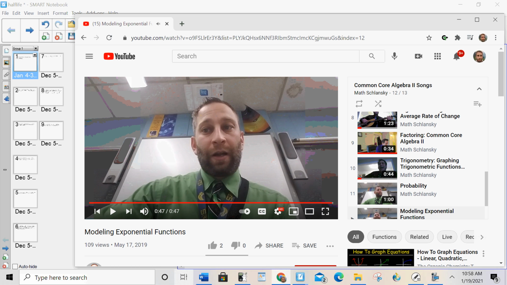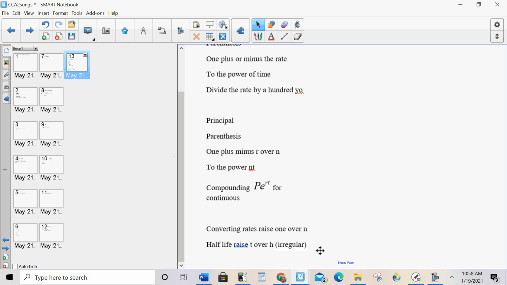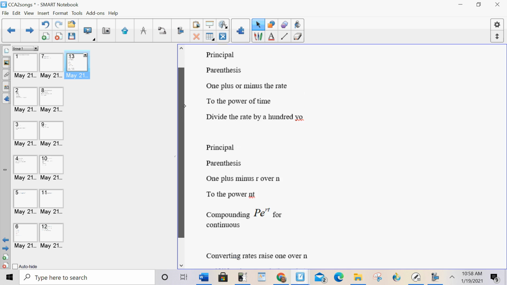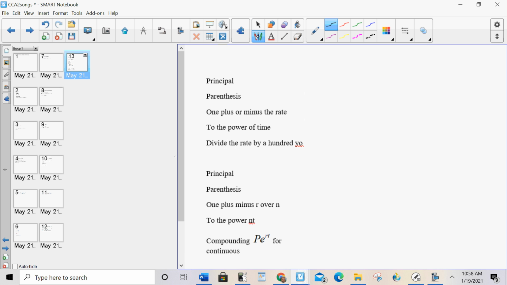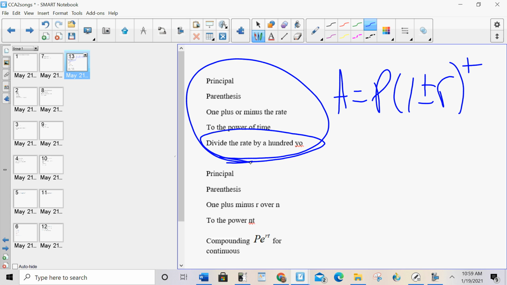Regular. So, let's break this whole song down, and then we'll take a look at today's lesson. So, the first verse. Principal parentheses 1 plus or minus the rate to the power of time. Divide the rate by 100, yo. And that applies to everything. You're always dividing the rate by 100. That's your basic exponential growth decay model.